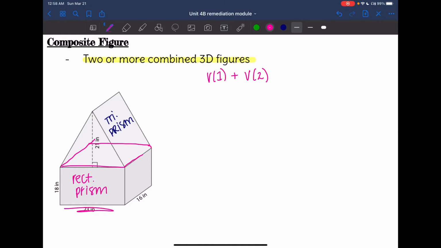Alright, so I'm going to add the volume of a triangular prism plus the volume of my rectangular prism. Let me first do the volume of a triangular prism in blue. And that is going to be the formula length times width times height divided by 2. Let me go ahead and get all my pieces of information and solve for my volume.